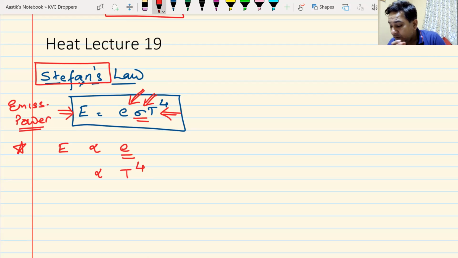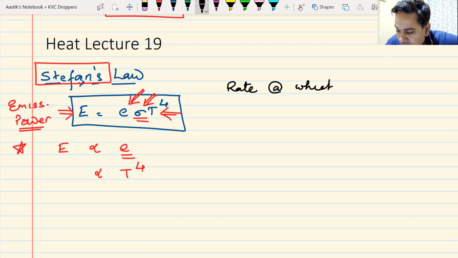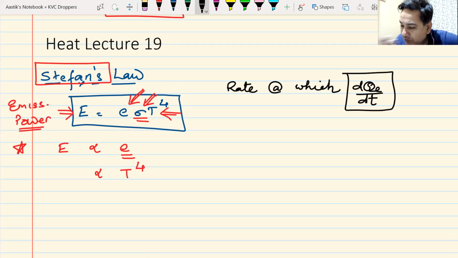Now, emissive power, if you could recollect, is the radiant energy, thermal energy radiated by a body per unit area, per unit time. From here, I can find out the rate at which thermal energy or heat energy is lost. We can call that rate dQ by dt, or you can write it as dQe by dt. Qe stands for the radiant energy or emitted energy. What is the rate at which energy is emitted by a body?